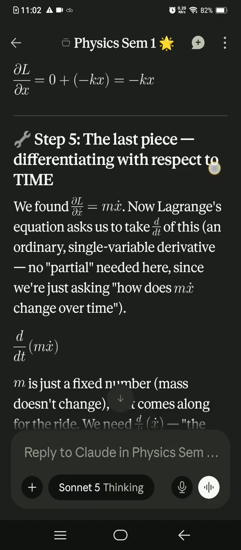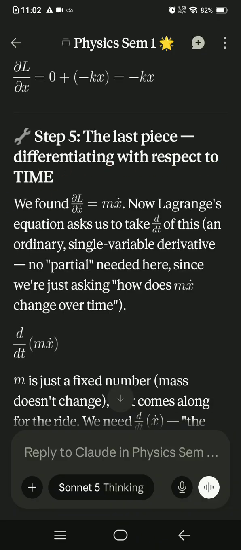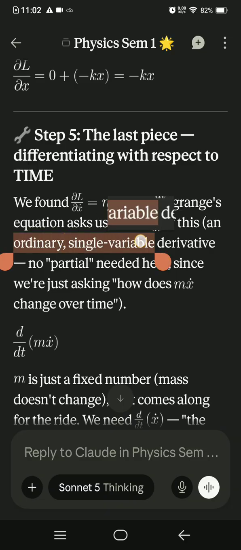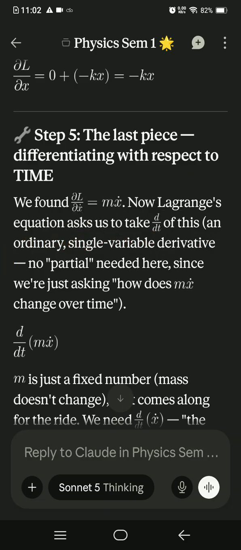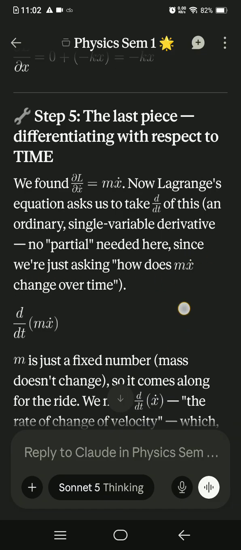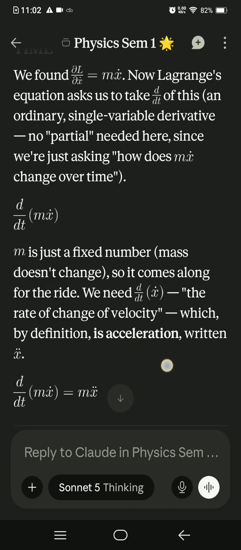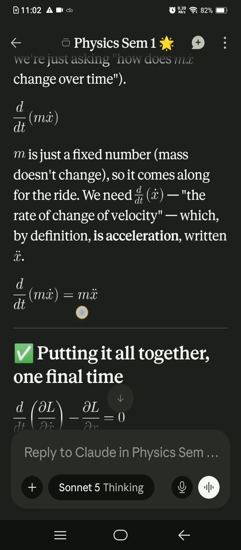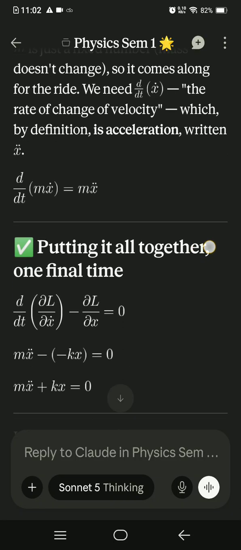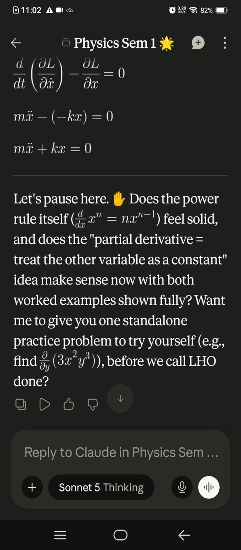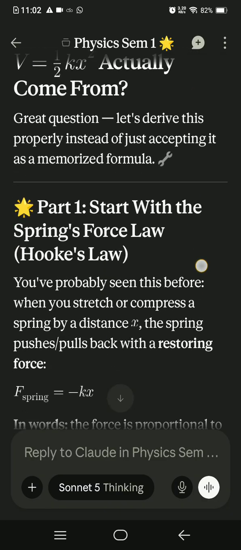So now the differentiating with time part. Lagrange's equation asks us to take d by dt of this. So m is just a fixed number, so it comes along for a ride. We need d upon dt of x dot, the rate of change of velocity, which is by definition acceleration. As you can see, no maths part, it is by definition acceleration. Putting it all together, we have this. I hope this is all clear. And that's it. There is nothing much in this topic.